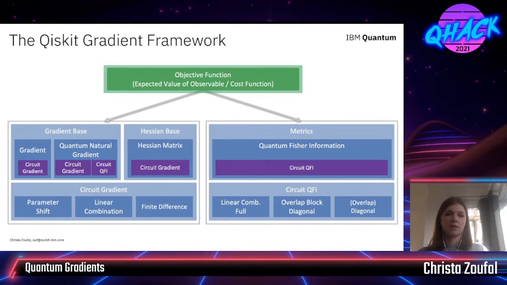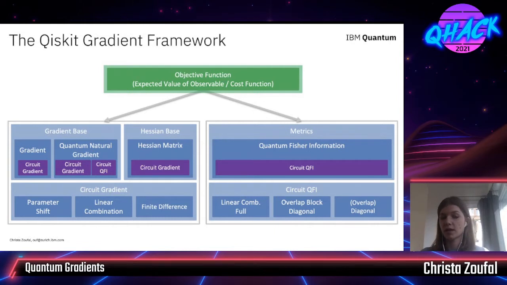Now, to make this a bit more clear, within the gradient base, we now have two different types of gradient classes, the gradients and the quantum natural gradients. For the Hessians right now, we have a Hessian matrix, and for the metrics, we have the quantum Fisher information. Now, for all those classes, we can compute the gradient type with respect to the circuit parameters. This can be done in different ways, and this is then what we call a circuit gradient method.